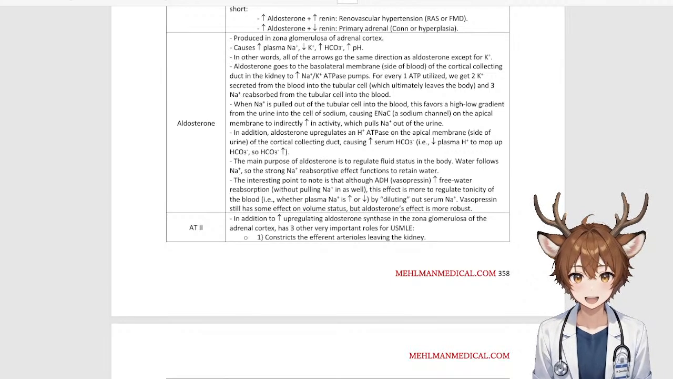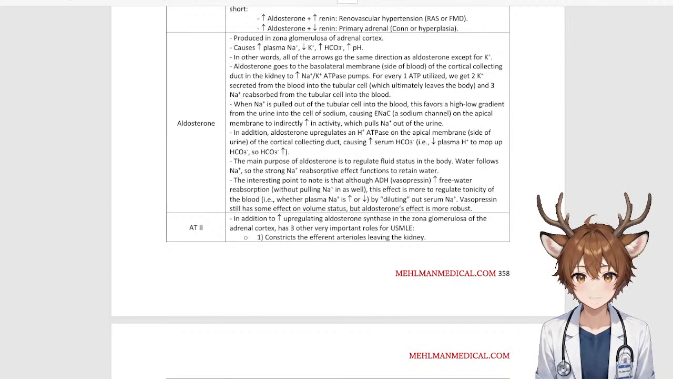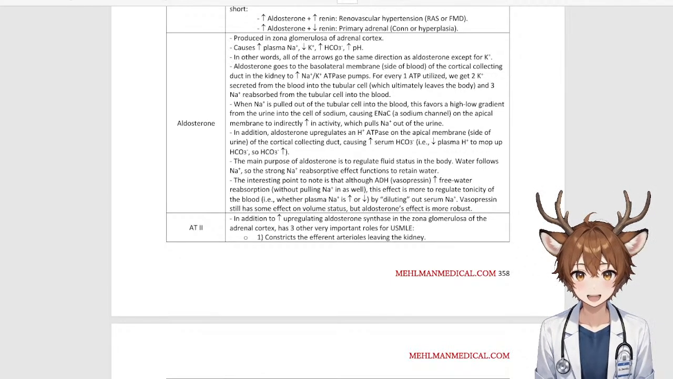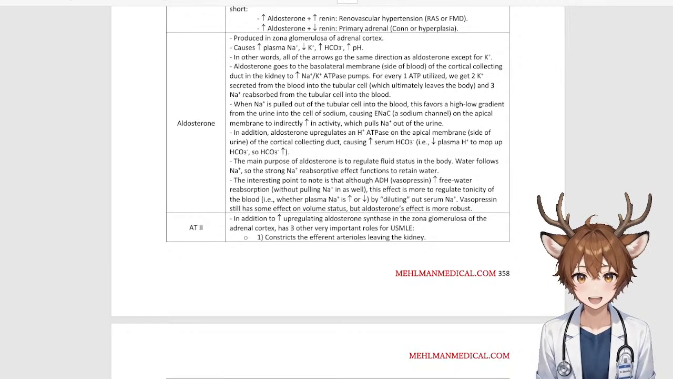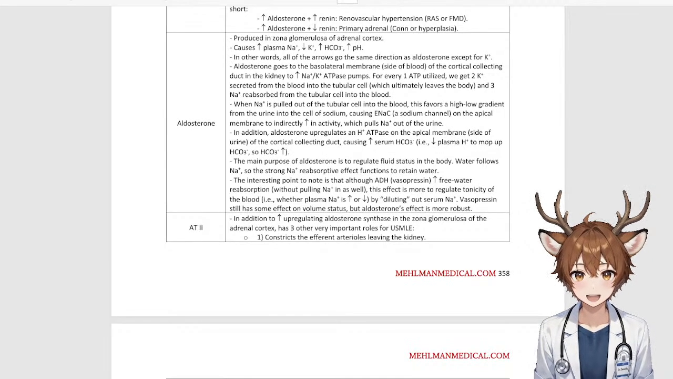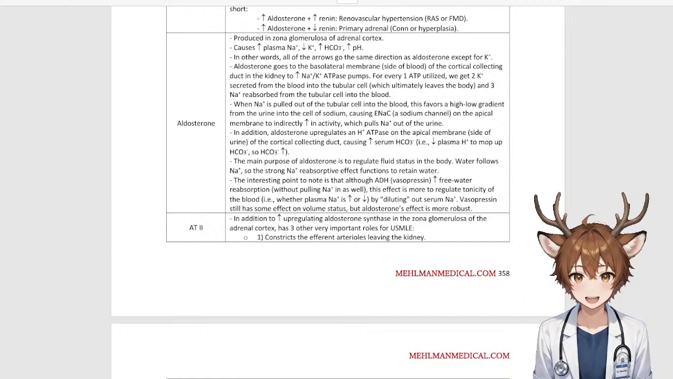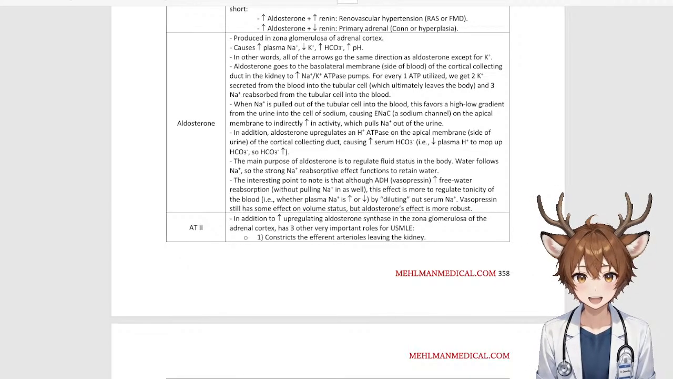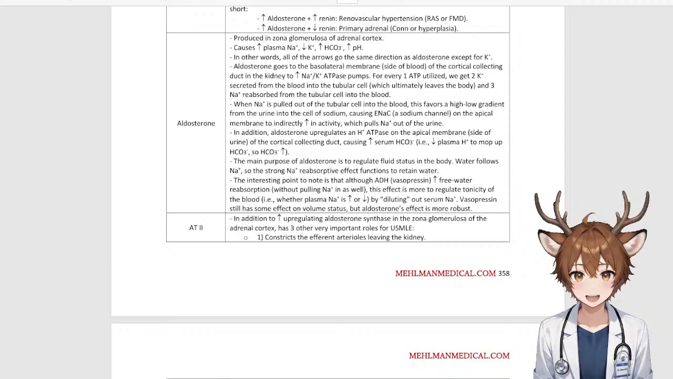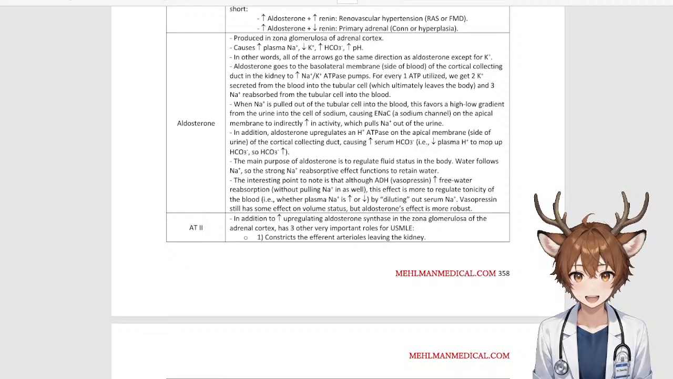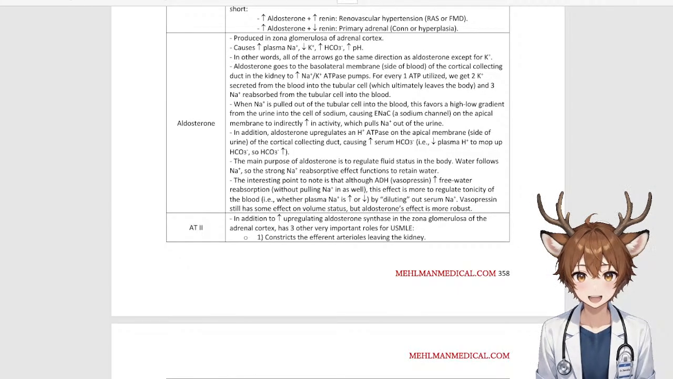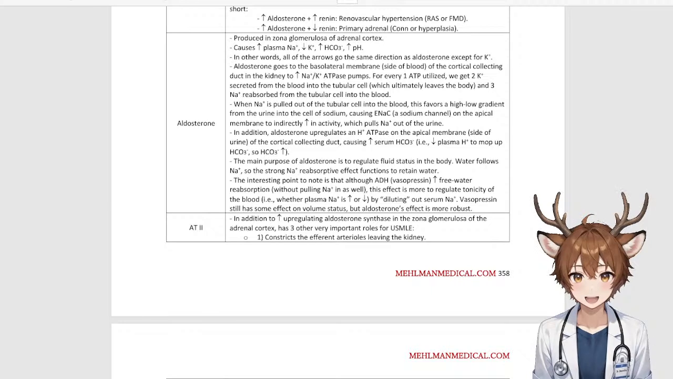In addition, aldosterone upregulates a hydrogen ATPase on the apical membrane side, the urine side, of the cortical collecting duct, causing a decrease in plasma hydrogen and an increase in serum bicarb. The main purpose of aldosterone is to regulate the fluid status in the body. Water follows the sodium, so the strong sodium reabsorptive effect functions to retain water.